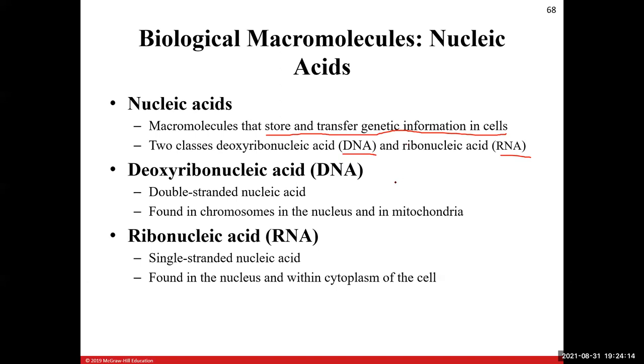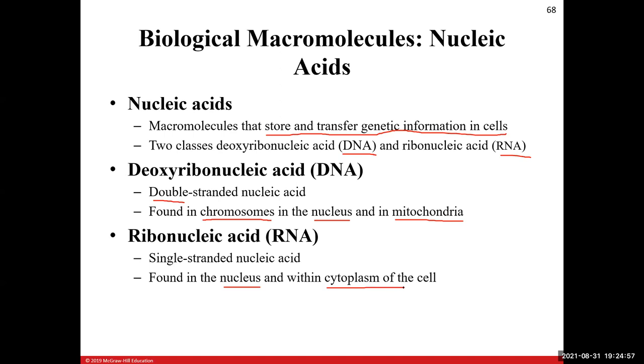So DNA, deoxyribonucleic acid, is double-stranded. And we're going to find it on the chromosomes. These are the structures that hold on to your genes, your genetic makeup. It's going to be found inside the nucleus and the mitochondria. Chapter 4, we'll talk about what the nucleus and the mitochondria are. Nucleus is like the control center. The mitochondria is going to be like the powerhouse of the cell. It makes energy for your cell. And then ribonucleic acid, RNA, we'll also find inside of the nucleus, but we'll also find it outside of the nucleus, but still inside of the cell in the cytoplasm.